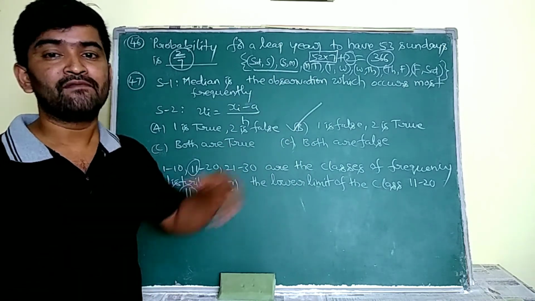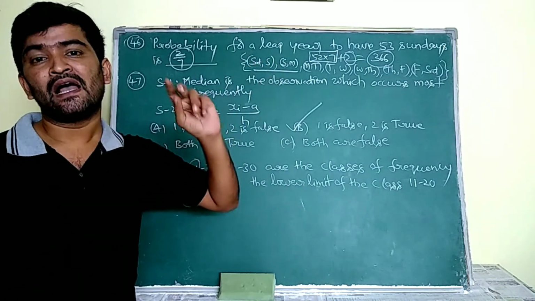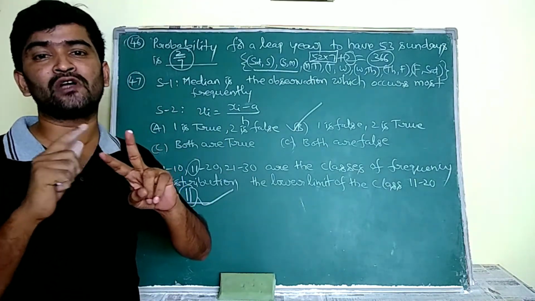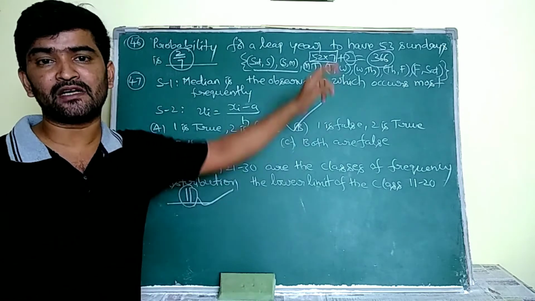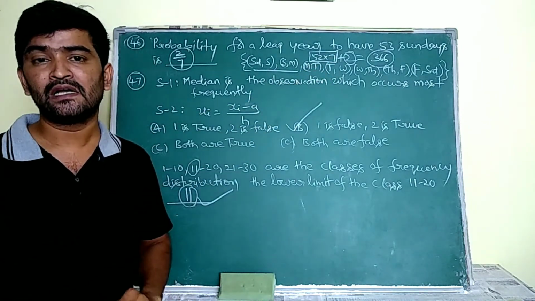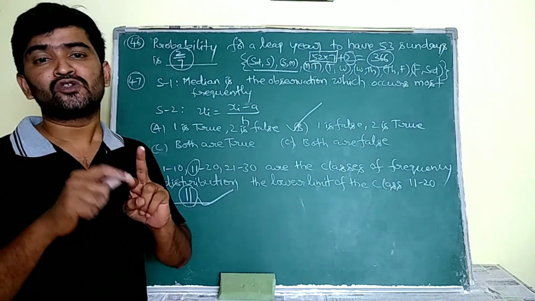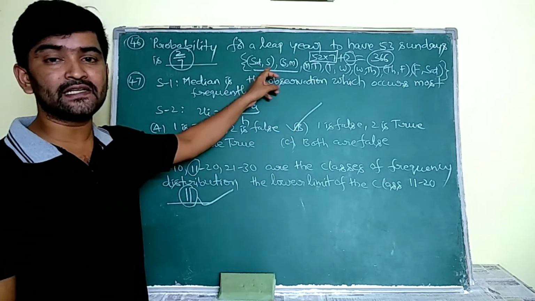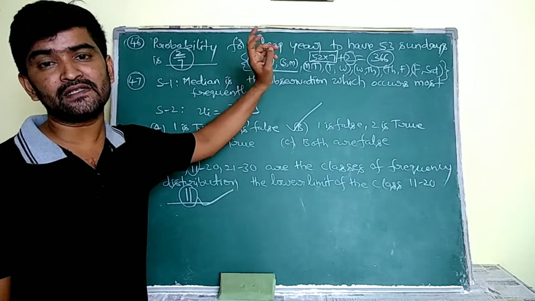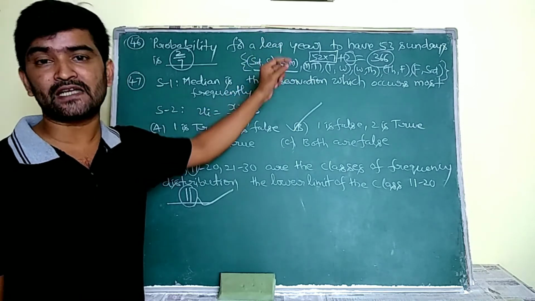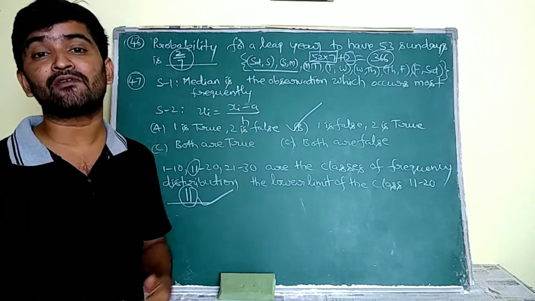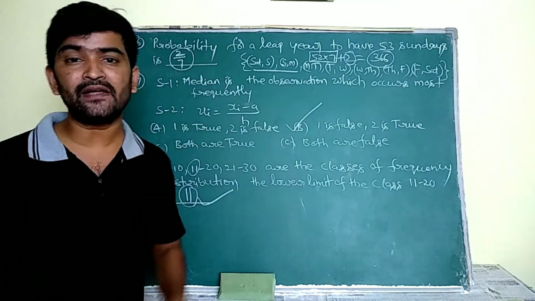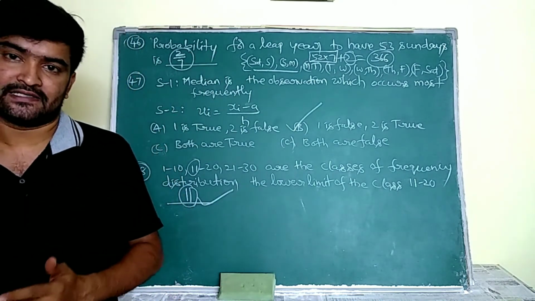But I have to get 53 Sundays. That means out of those 2 days, if one of the days is Sunday, then I will have 53 Sundays. Why? Because I already have 52 Sundays. That's why I have to choose the options which have Sundays. Here Saturday, Sunday is one option and Sunday, Monday is another option. That means 2 chances, so the favorable chances are 2. Total chances are 7. So 2 by 7 is my probability of getting 53 Sundays.